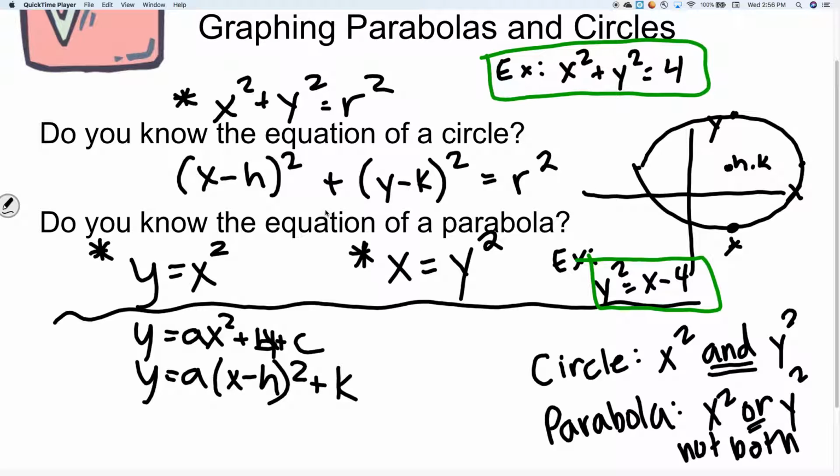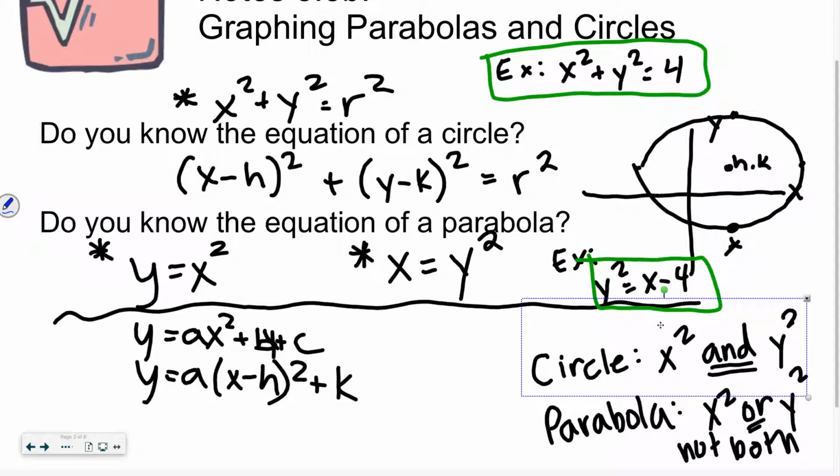We'll have x squareds and y squareds, or we'll just have y squareds. I'm not going to give you any x squared parabolas. Those are parabolas that open up or down. Okay? So again, you're paying attention down here if you're trying to decide.